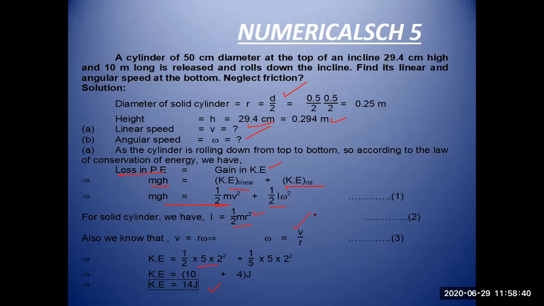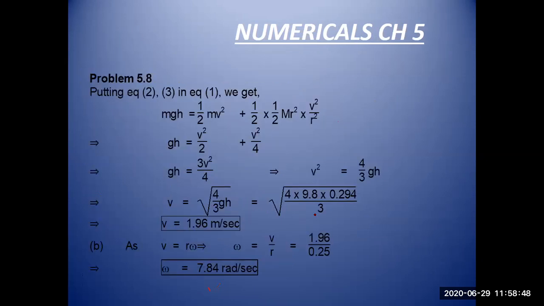After this, you have calculated kinetic energy, and then you are asked to calculate linear speed and angular speed. So here it is. After putting the values, mgh, this m is cancelled with this one, and after cancellation you are getting this relation. So gh is equal to 3v squared over 4, and after putting the values of the quantities given in the problem, you are getting the linear speed by using this formula.